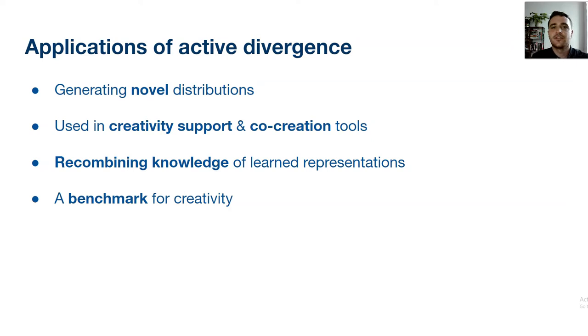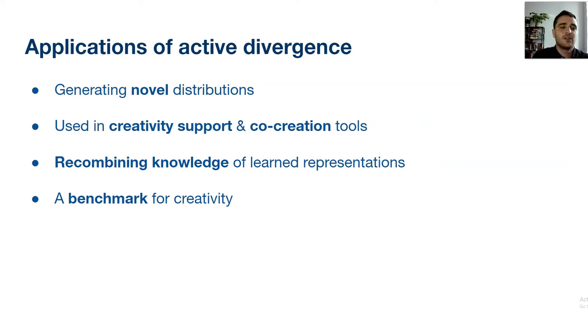So that's the overview of our taxonomy. And now I'm going to discuss some of the applications of active divergence techniques. Novelty generation is an obvious one, but we think generating novel distributions, and generating novel distributions that might have desired characteristics that we don't necessarily have data for, is a really useful application of active divergence.